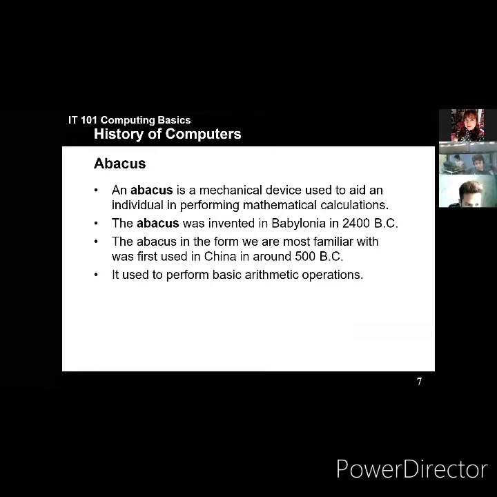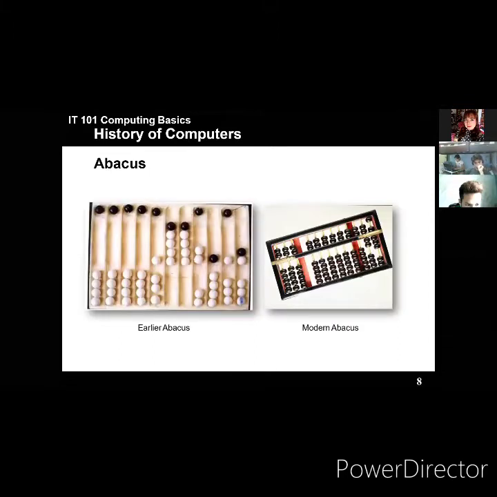The abacus was invented in Babylonia in 2400 BC, although China claimed that they were the ones who invented the device. The abacus in the form we are most familiar with was first used in China in around 500 BC. So it was used to perform basic arithmetic operations. And what are those basic arithmetic operations? Like addition, subtraction, multiplication, division. Yan, so yan yung picture ng ating abacus.